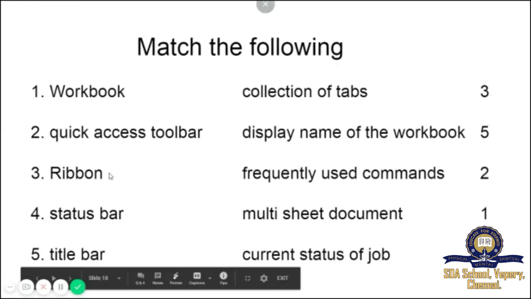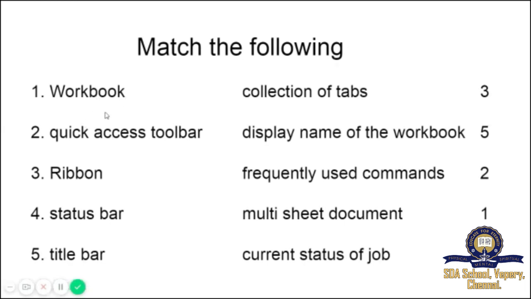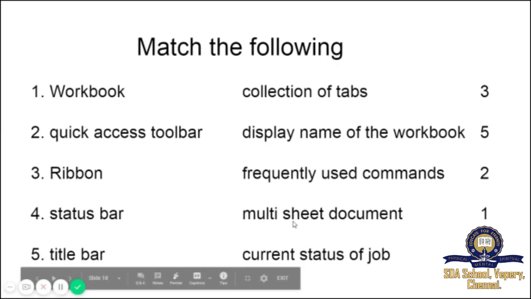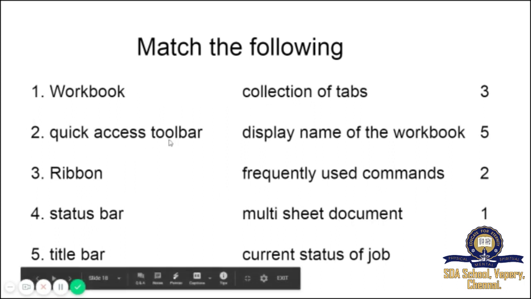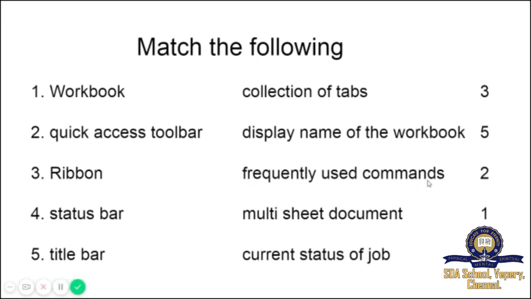Now match. See now, workbook. A workbook is a multi-sheet document. A workbook can contain n number of documents, so it is called a multi-sheet document. Quick access toolbar. What is the quick access toolbar? Frequently used commands are called the quick access toolbar. Next, ribbon. What is the ribbon? A collection of tabs. File, edit, format, all of them are there. The collection of tabs is called the ribbon.